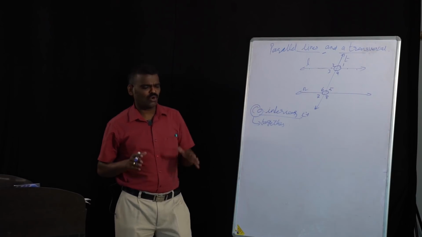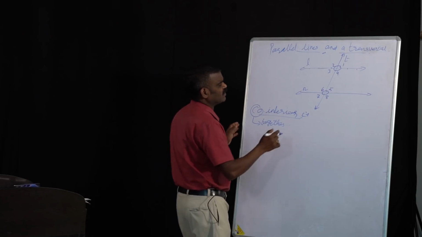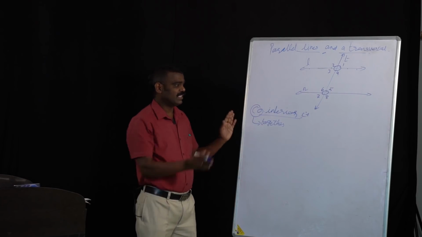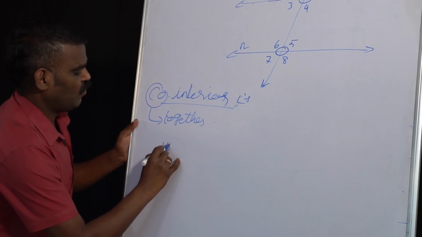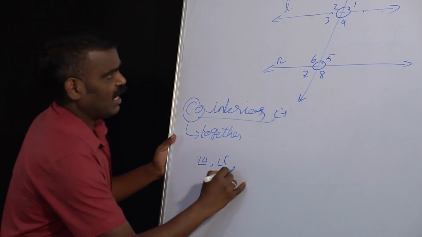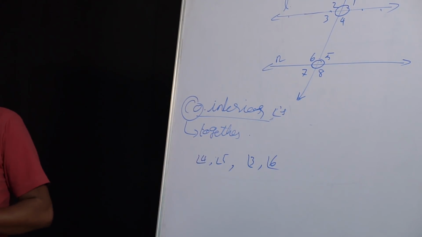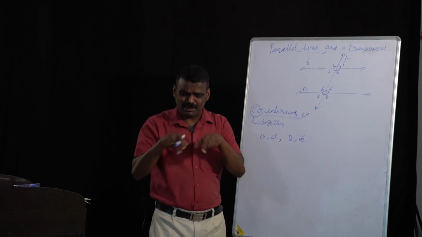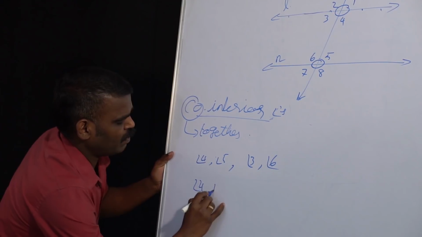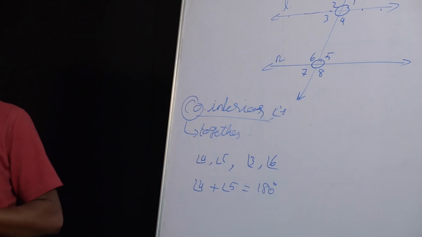So, co-interior, co means together, together inside. Who are those inside? 4 and 5 are together, on the same side. So angle 4 and angle 5 are co-interior angles. Likewise, angle 3 and angle 6 are co-interior angles. Again, the co-interior angles have some relation among them. Angle 4 plus angle 5 should be equal to 180 degrees.